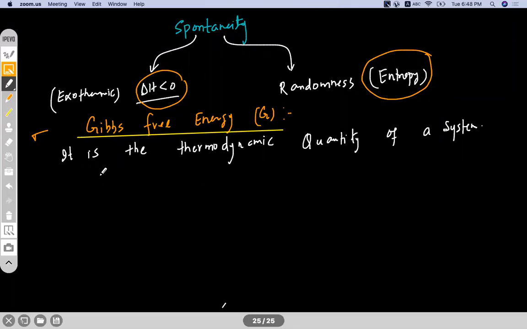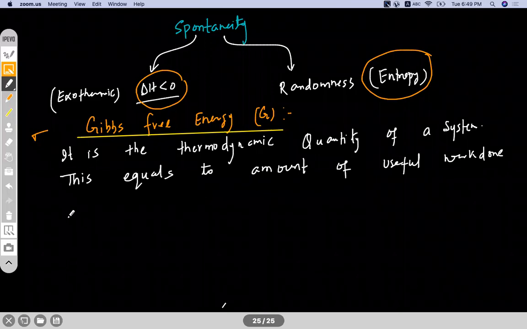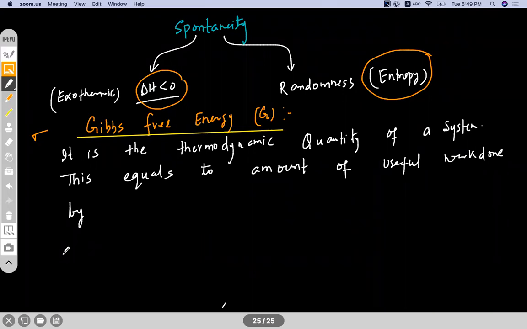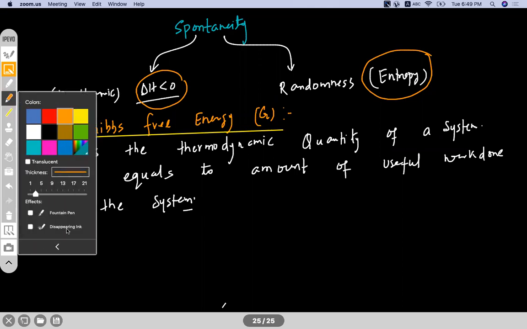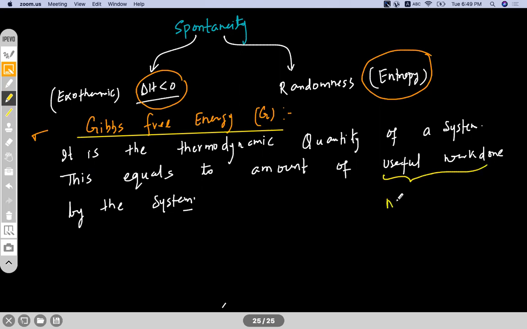and this is equal to the amount of useful work done. Terms you must keep in mind, I'm writing: useful work done. Amount of useful work done by the system. Basically, this useful work done is nothing but the non-expansion work done, non-PV work. In this, pressure volume is not involved.